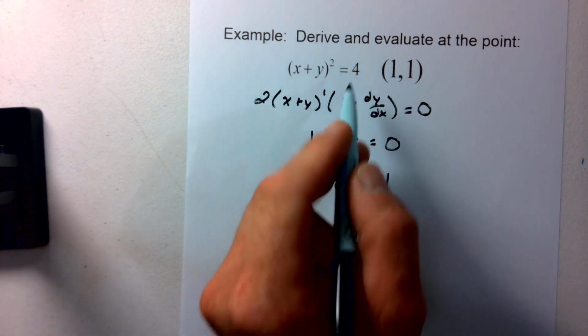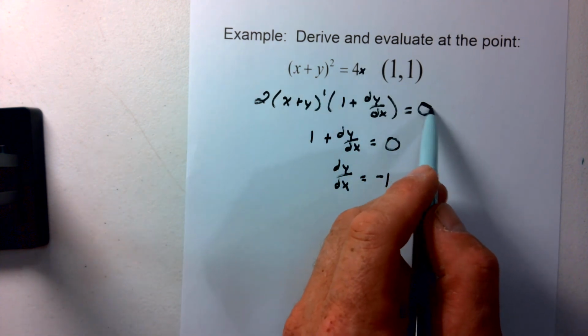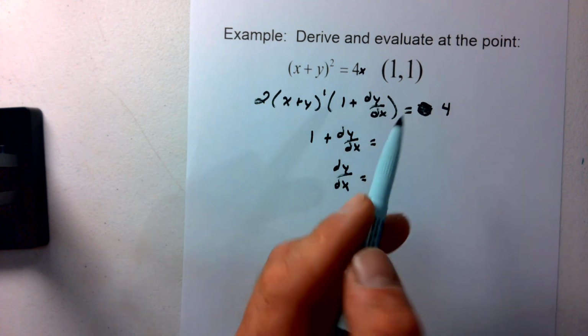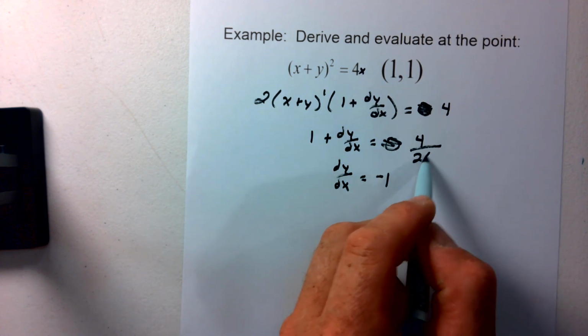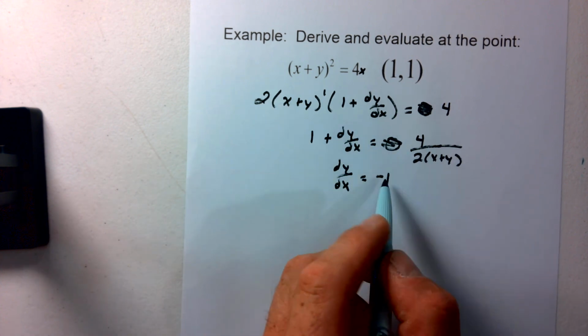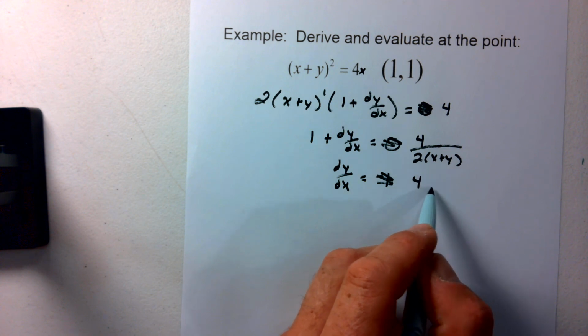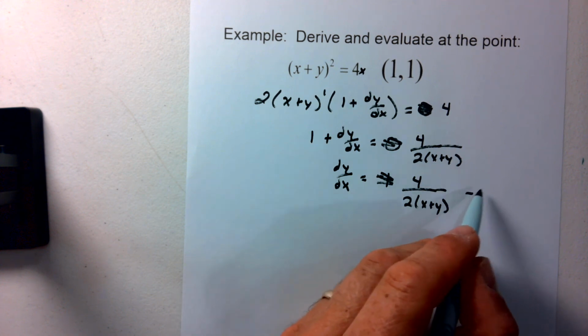So maybe if this was a 4x, how would that change it? Well, we could change that. 0 then would be a 4. So then we would have 4 over 2 times x plus y. So I divided that over. And I subtract 1. So I'd have 4 over 2 times x plus y, minus 1.